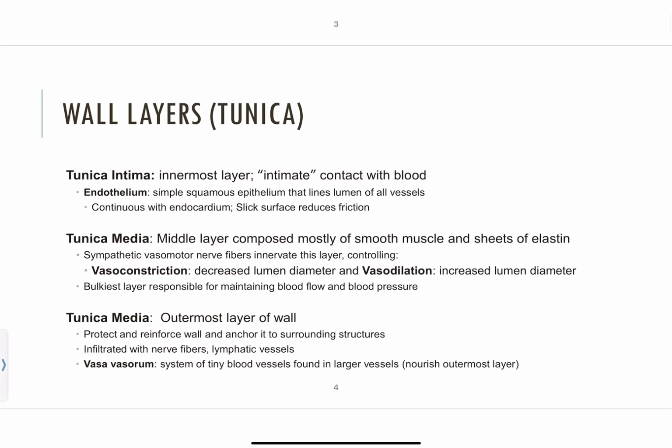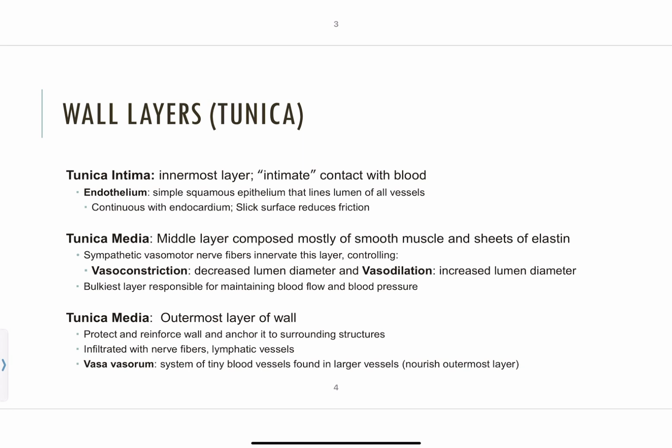So the innermost layer is the tunica intima, and this is the one that's in direct contact with the blood. It's composed of a really thin lining of simple squamous epithelium that we refer to as the endothelium. And this is also going to line the chambers of the heart as part of the endocardium. Really, the function of this layer is to provide a slick, friction-reducing surface to help with smooth blood flow and also to help prevent clot formation.